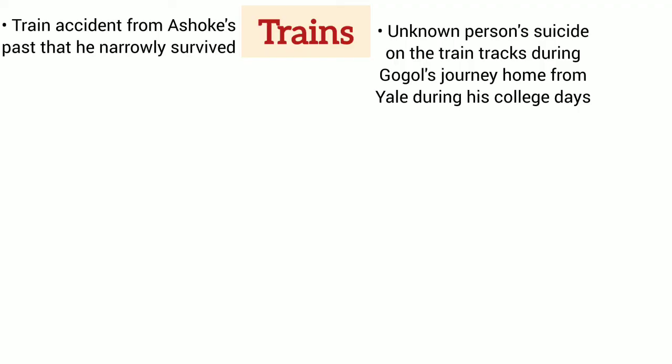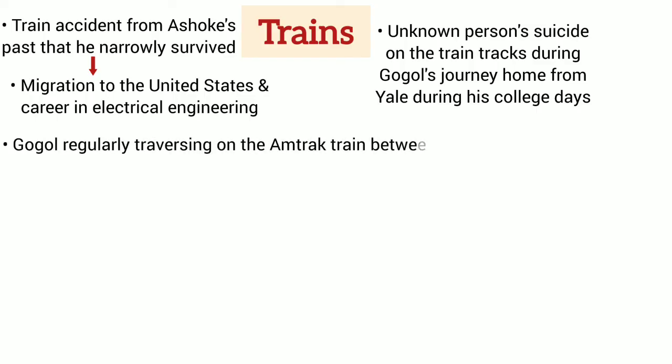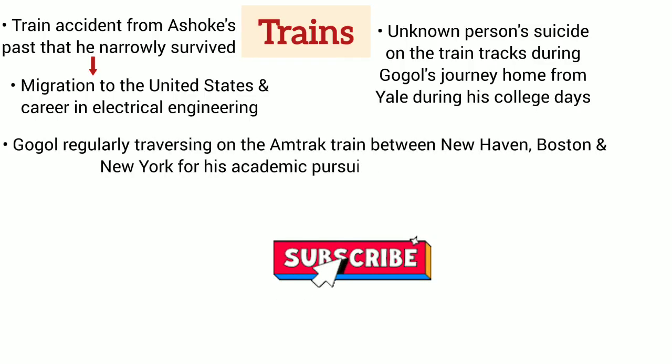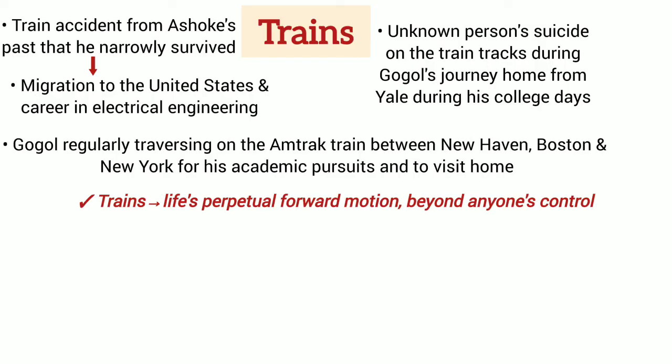Ashok's near-death experience on an Indian train led to his migration to the United States and the pursuit of a career in electrical engineering. As the story unfolds, Gogol emerges as the central figure, regularly traversing on the Amtrak train between New Haven, Boston, and New York for his academic pursuits and to visit home. The recurrent symbol of trains serves as a poignant reminder of life's perpetual forward motion, beyond anyone's control, a sentiment echoed by Gogol in the last chapter of the novel.